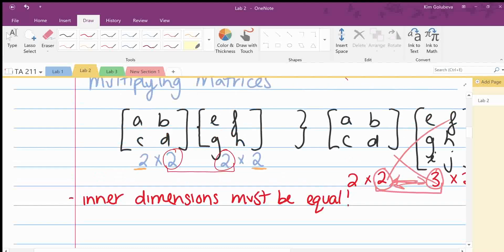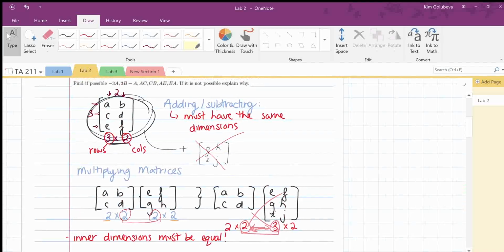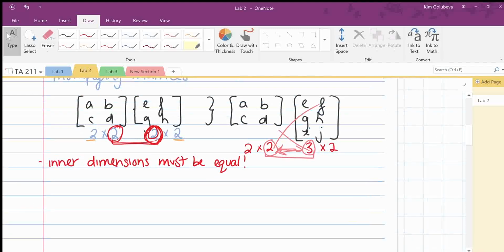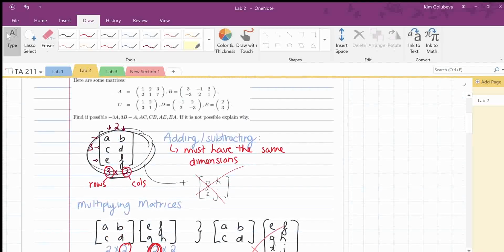Okay, so that's pretty much it. Same thing, adding and subtracting, they have to have the exact same dimensions. Multiplying, they just have to have the same inner dimension. So with that said, let's move on to the first question.